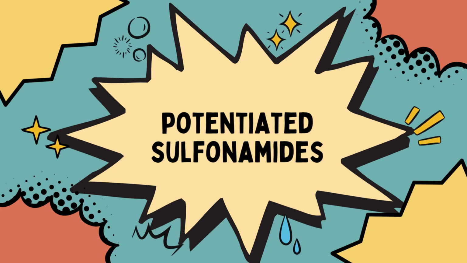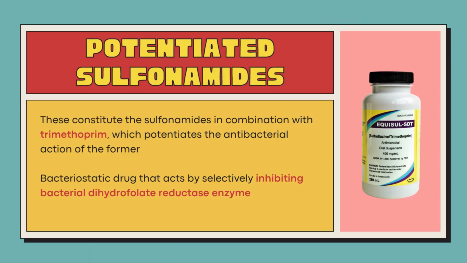Moving on to potentiated sulfonamides, these agents constitute the sulfonamides in combination with trimethoprim, which potentiates the antibacterial action of the former. Trimethoprim is a diaminopyrimidine derivative. The antibacterial spectrum of trimethoprim is similar to sulfonamides. In addition, it is also effective against some sulfonamide-resistant organisms like S. typhi, E. coli, Klebsiella, Haemophilus, and others.